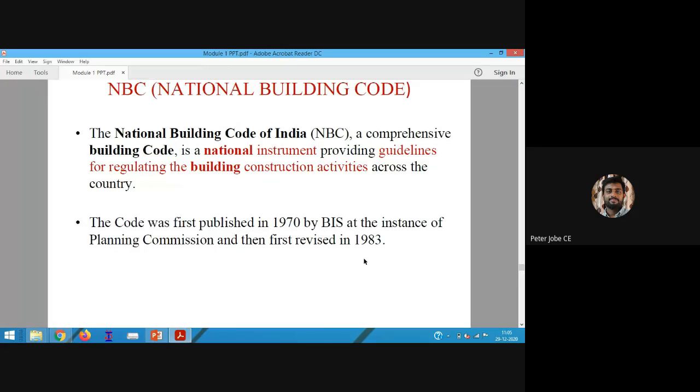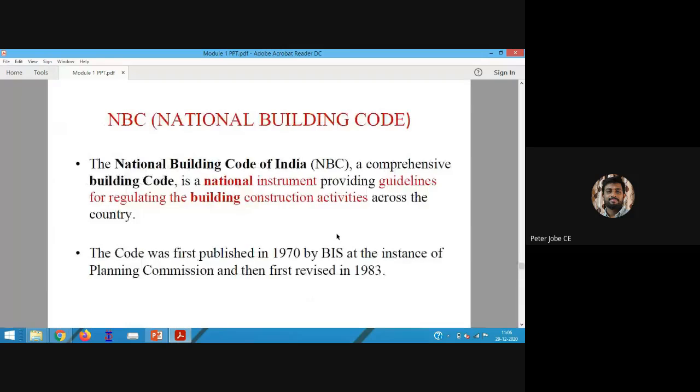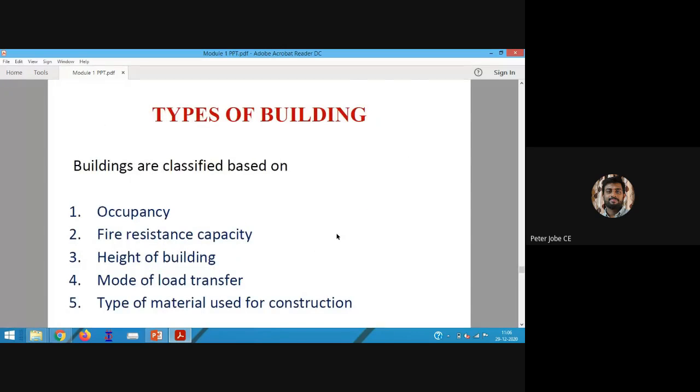The National Building Code was first published in 1970 by BIS, at the instance of the Planning Commission of India, and was first revised in 1983. As per the NBC, we will define several types. In the NBC, there are different types of buildings.